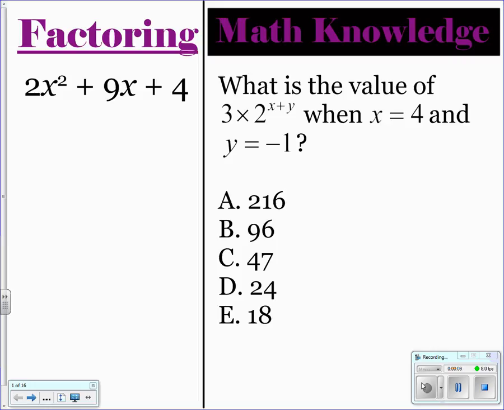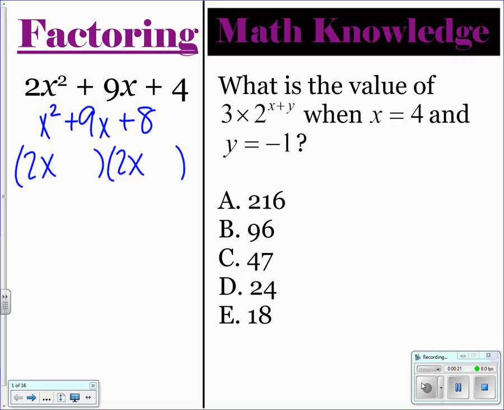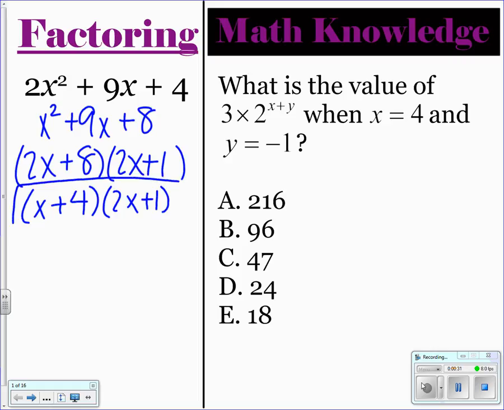So for this factoring, you're going to have to start by doing a remove, replace, reduce. So you're going to have x squared plus 9x plus 8. And then when you factor, make sure to plug back in that 2 that you removed. So we're going to have plus 8 and plus 1. The first one will divide by 2, and then the second one won't. So we'll have x plus 4 times 2x plus 1.